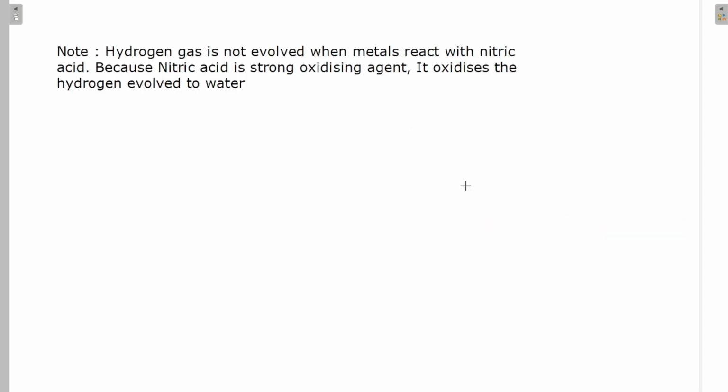Now you have to note one more point here. As we said, when acids react with metals, there is a liberation of hydrogen gas. But there is an exception. Hydrogen gas is not evolved when metals react with nitric acid, that is HNO3. Why? It is due to the reason that nitric acid is a strong oxidizing agent. It oxidizes the hydrogen evolved to water. Hydrogen gas is actually formed, but it is oxidized to water by HNO3, so hydrogen gas is not evolved when metals react with nitric acid. You have to remember this exception.